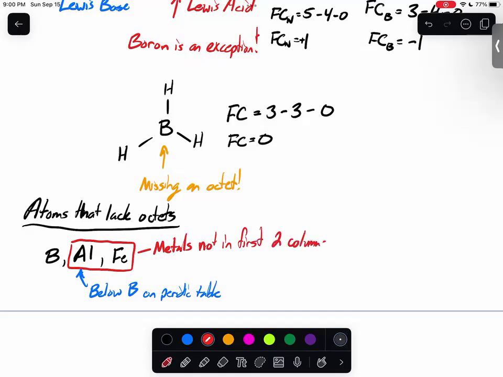Right, because you may remember when we were talking about Bronsted acid-base chemistry, that metals in the first two columns often act as spectator ions. Metals that are not in the first two columns oftentimes act as Lewis acids. All right, so anytime you see these, you should immediately think Lewis acids, right? And it's because all of them lack that octet.